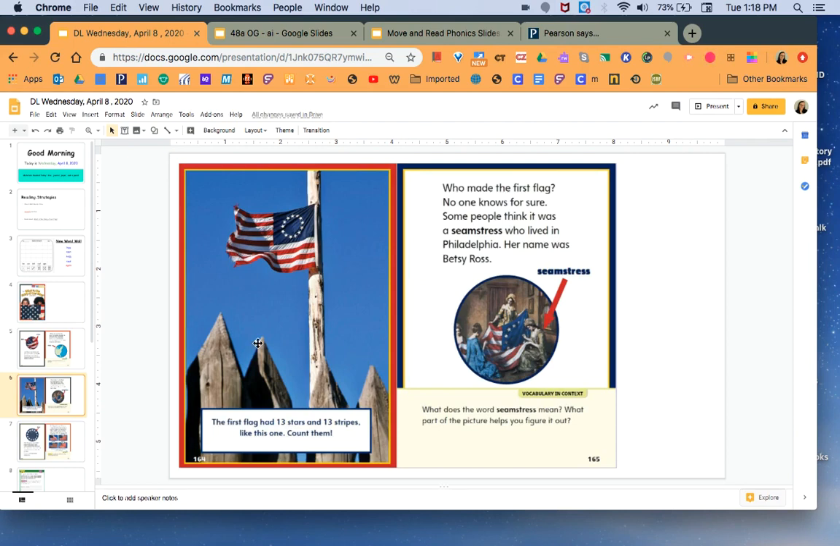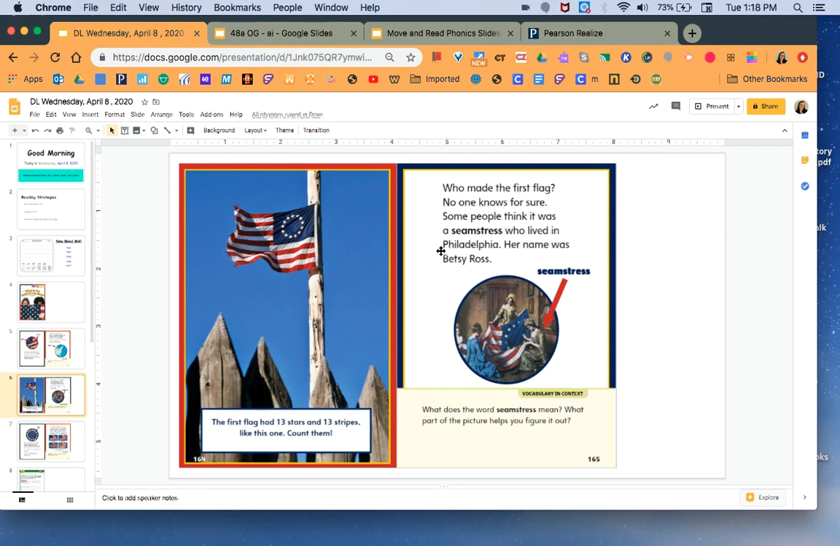And then this is a caption for this picture. The first flag had 13 stars and 13 stripes like this one. Count them. We did that yesterday. Who made the first flag? No one knows for sure. Some people think it was a seamstress who lived in Philadelphia. Her name was Betsy Ross, and this is the caption seamstress.